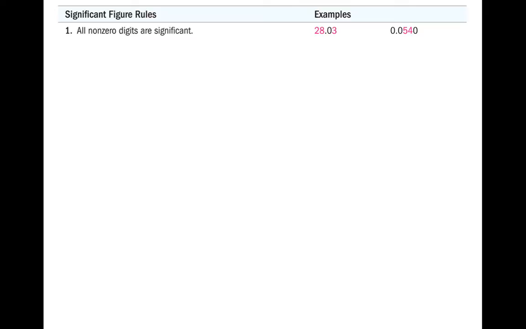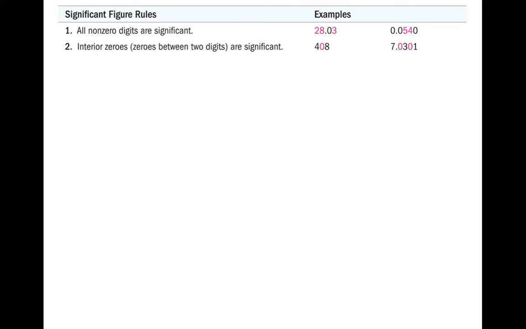Okay, so if you have the number 28.03, can you see that these three are non-zero digits? So there's at least 3 sig figs in there, right? And here there are 2 non-zeros. There's at least 2. All non-zero digits are significant.